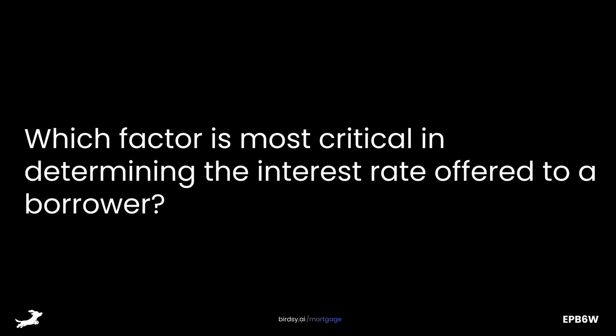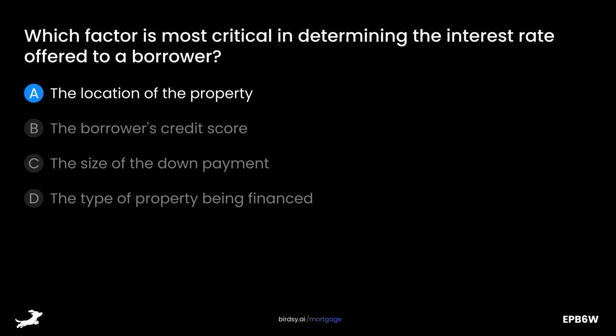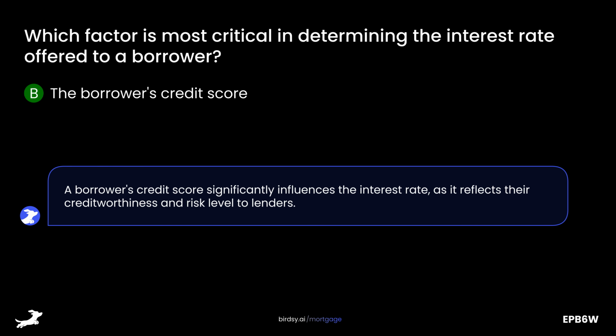Which factor is most critical in determining the interest rate offered to a borrower? Is it A, the location of the property? B, the borrower's credit score? C, the size of the down payment? Or D, the type of property being financed? The answer is B, the borrower's credit score. A borrower's credit score significantly influences the interest rate as it reflects their creditworthiness and risk level to lenders.